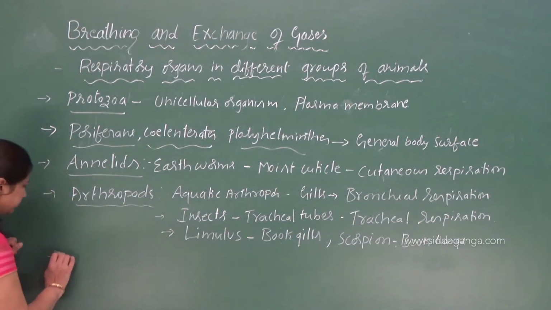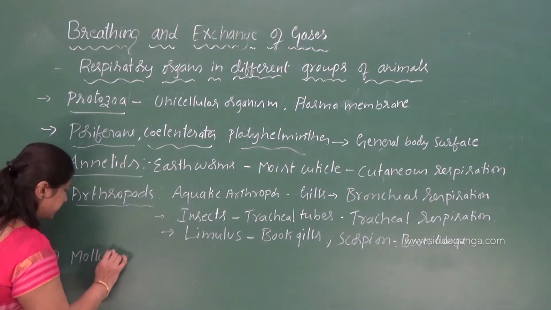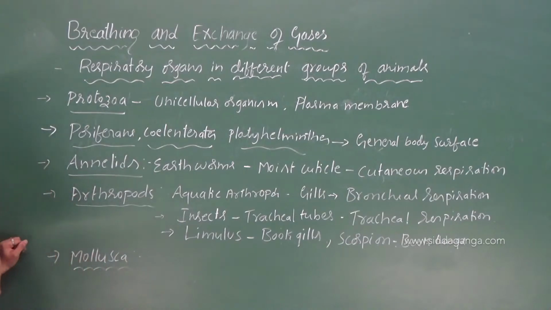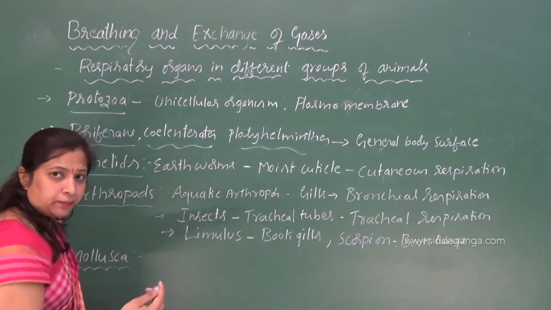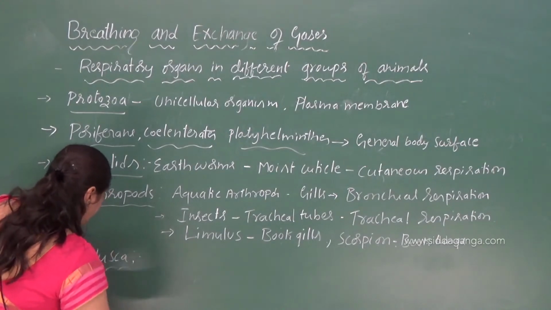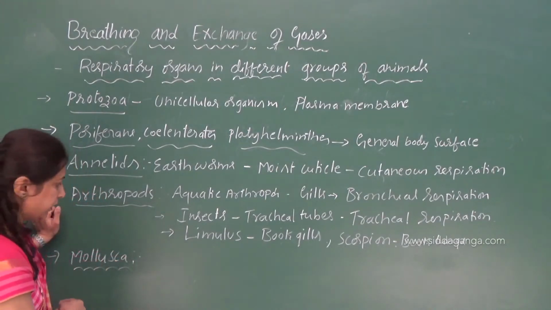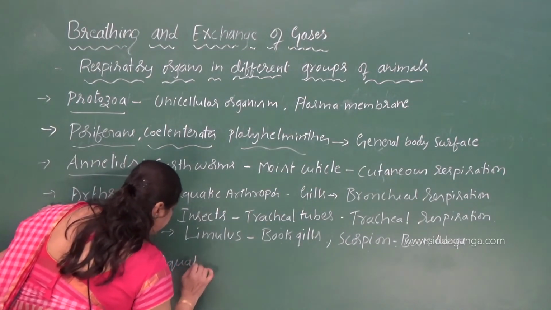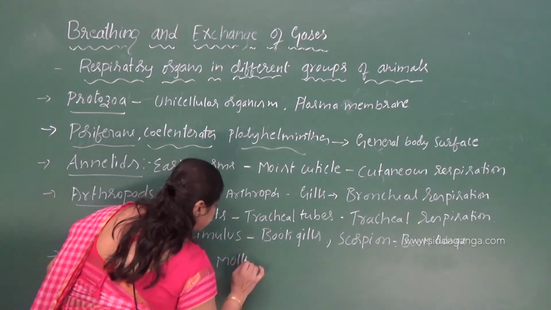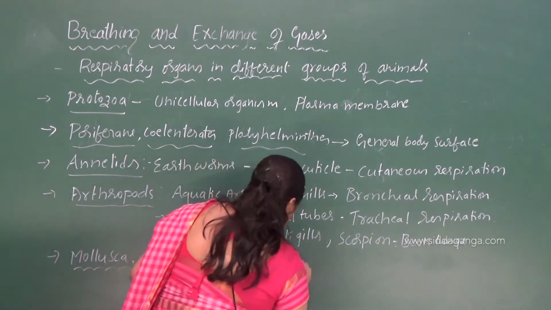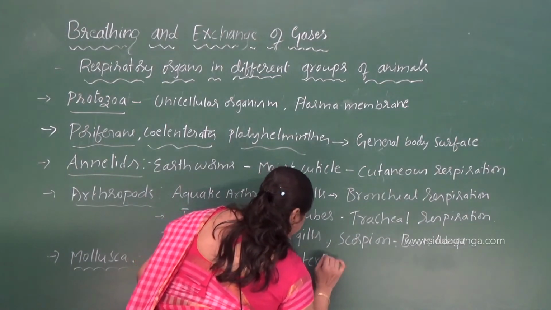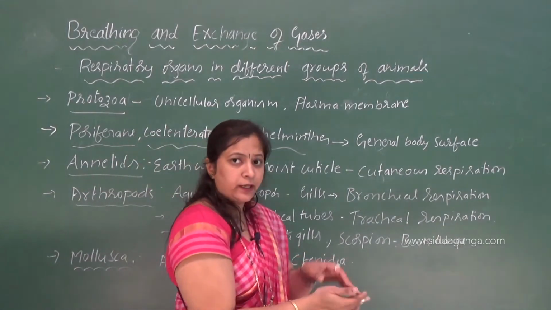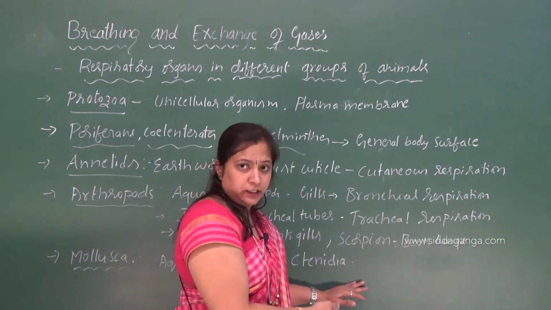And in phylum Mollusca, it includes shelled animals like Unio, apple snail, and Dentalium. All these animals come under the phylum Mollusca. Aquatic mollusks have ctenidia. Ctenidia means what? They are the feathered gills. The gills look like feathers, hence they are called ctenidia.